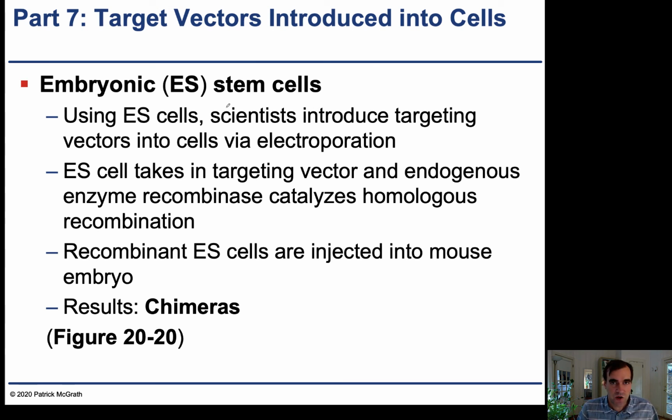You can also introduce different types of vectors into cells as well. So if you can get the vector, the DNA plasmid, into the cell via electroporation, they can also use the endogenous enzyme recombinase to catalyze homologous recombination.